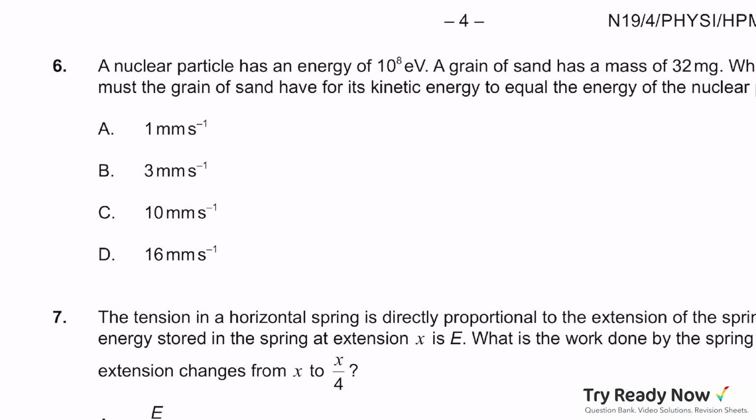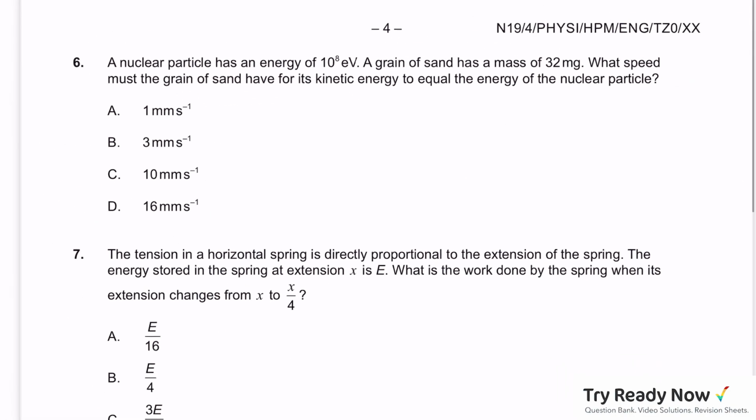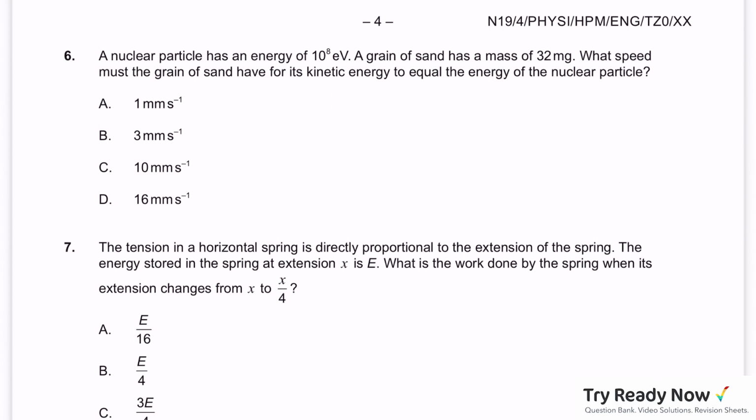Now, moving on to question 6, we have a nuclear particle that has an energy of 10 to the power of 8 eV. eV stands for an electron volt, and this is the energy associated with an elementary charge of an electron. You can find how much an elementary charge is in your data booklet. Just navigate to the fundamental constants table. We can find out that an elementary charge is equal to 1.6 times 10 to the power of minus 19 coulombs.